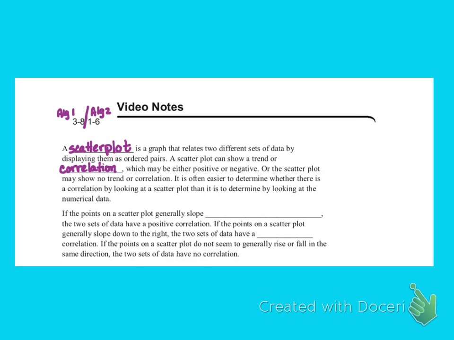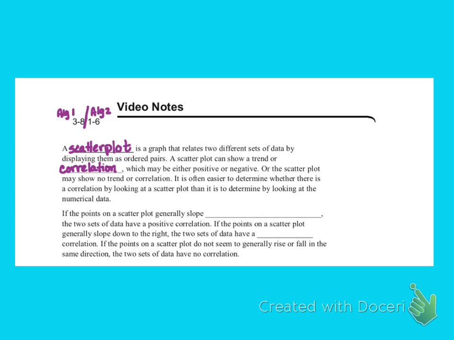A scatterplot is a graph that relates two different sets of data by displaying them as ordered pairs. If you remember, ordered pairs are points. A scatterplot can show a trend or correlation, which may be either positive or negative. Or the scatterplot may show no trend or correlation. It is often easier to determine whether there is a correlation by looking at a scatterplot than it is to determine by looking at the numerical data.